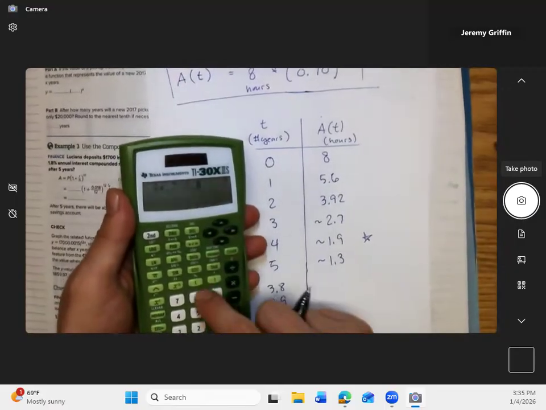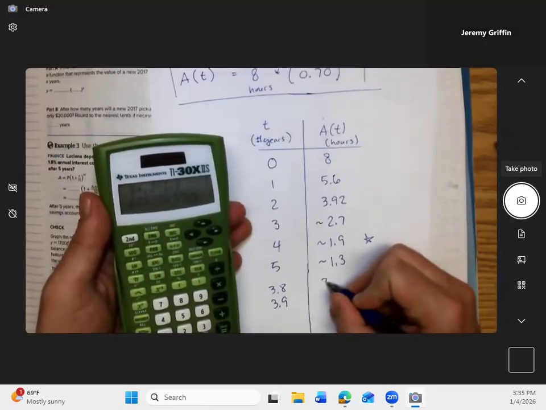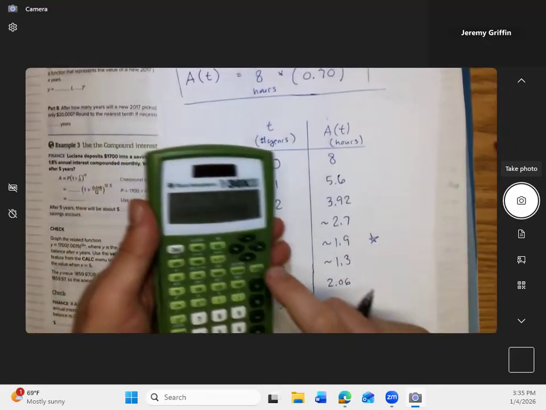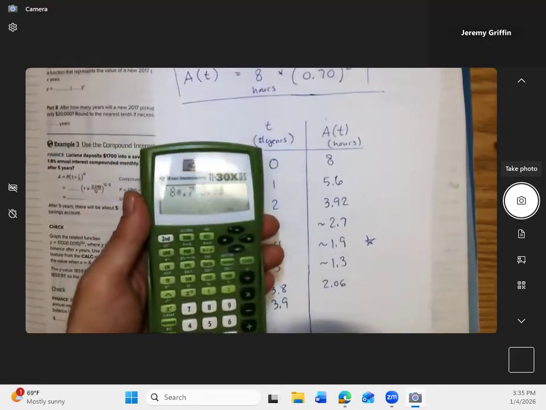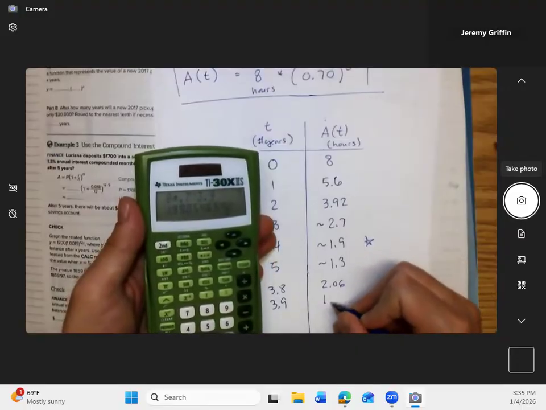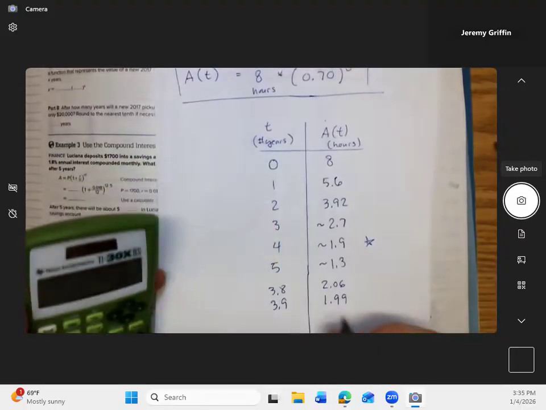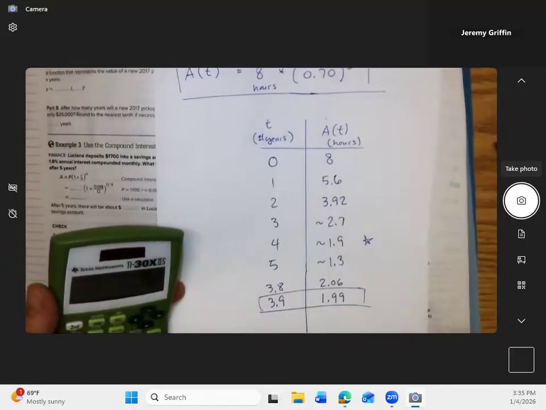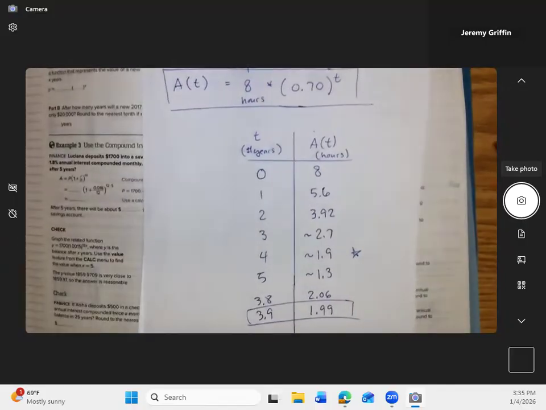Let's do 3.8. This is 2.06 hours. How about 3.9? Look at that, 1.99 hours. I think that's the winner right there. So after about 3.9 years, your phone can only hold its charge for about 2 hours. Or that particular battery, I should say.